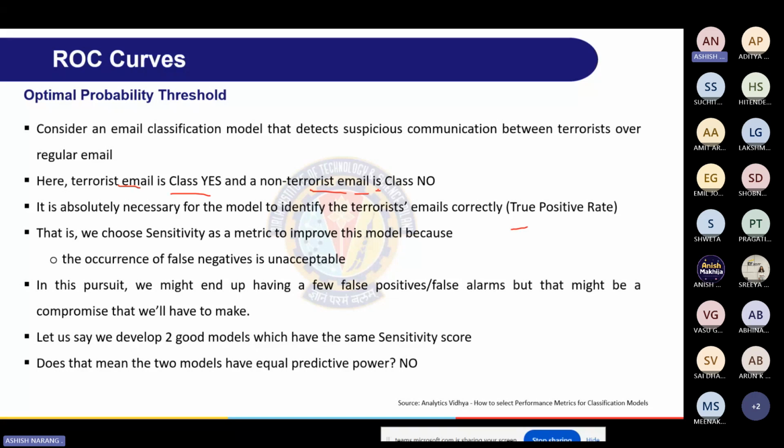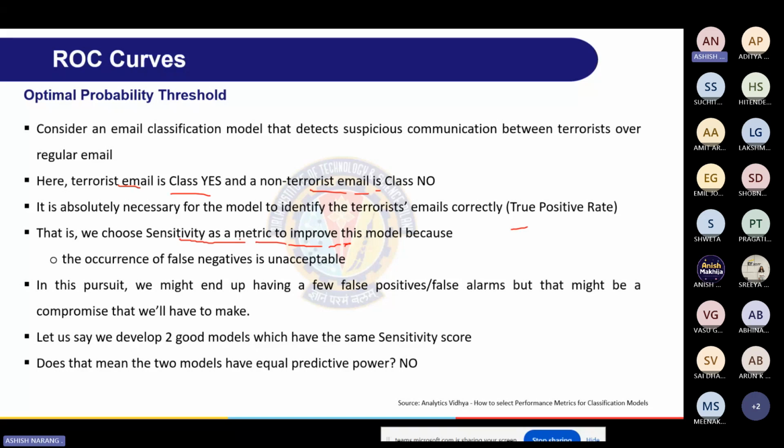So it is absolutely necessary for the model to identify the terrorist emails correctly. So we want the true positive rate to be high, and that is why we choose sensitivity as the metric to improve this model, because of the occurrence of false negatives. Actually, it was a terrorist email, but the model labeled it as negative. So it skipped through, and if it is skipped through, it can compromise the security of a nation. So the result is too dangerous. We cannot allow a false negative to happen.